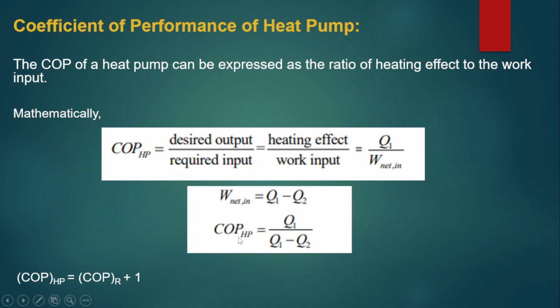COP of heat pump is equal to Q1 divided by Q1 minus Q2. Now the most important relation between the COP of heat pump and COP of refrigerator is: COP of heat pump is equal to the COP of refrigerator plus 1. The COP of refrigerator lies between 0 to infinity, but the COP of heat pump lies between 1 to infinity. These are the most important things to correlate the COP of heat pump as well as COP of refrigerator and solve problems on the basis of that.